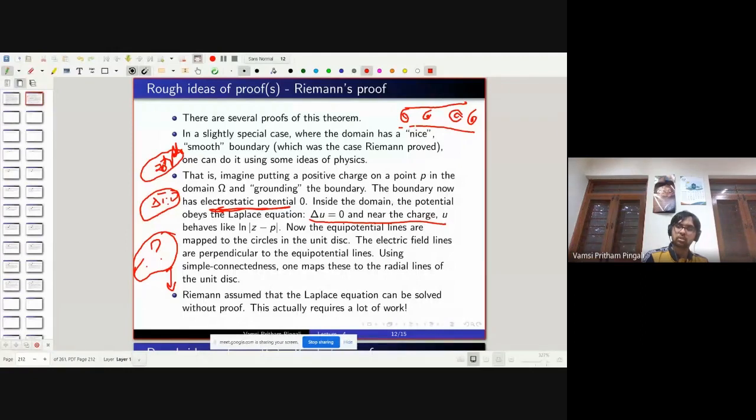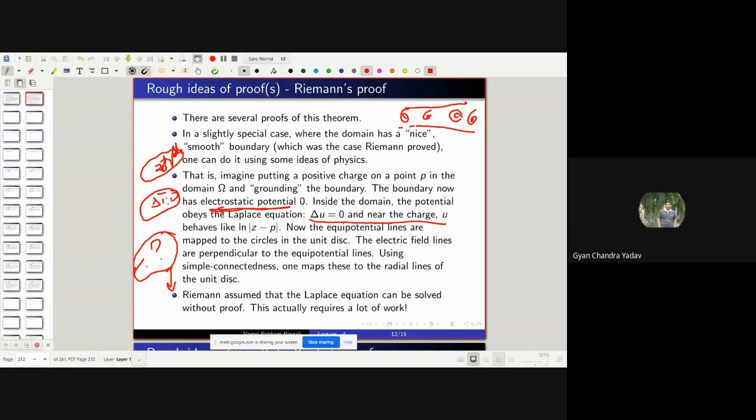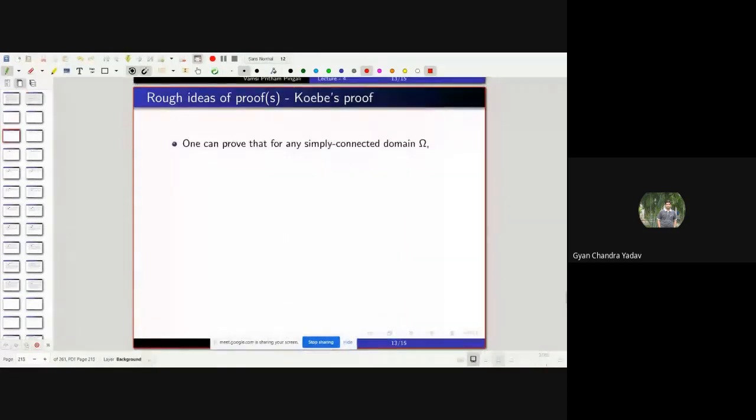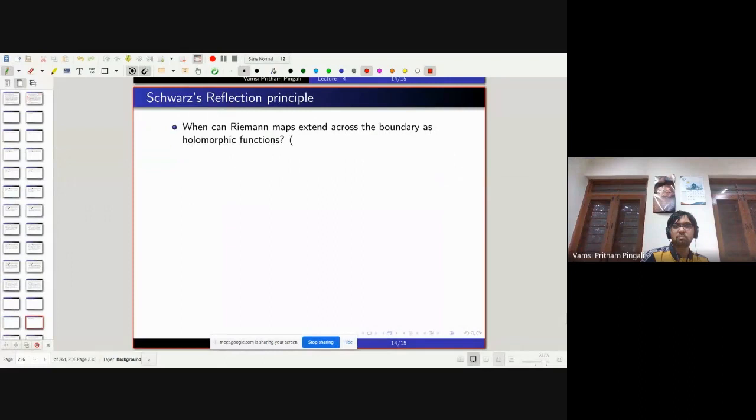Any other question? Sure, there is one more result called the reflection principle. So I'll tell only a statement and only some rough idea about this. The point here is to answer this question: when can Riemann maps extend across the boundary?